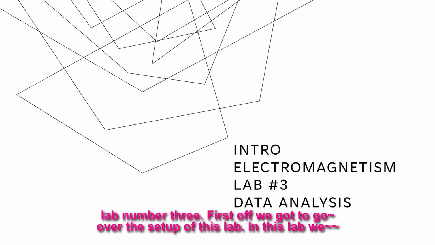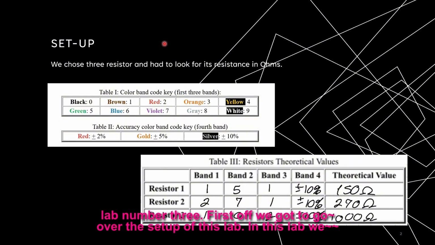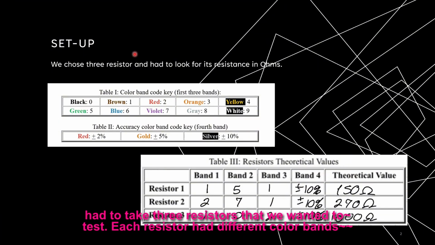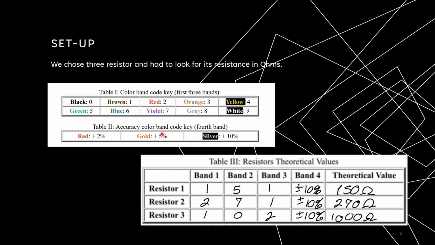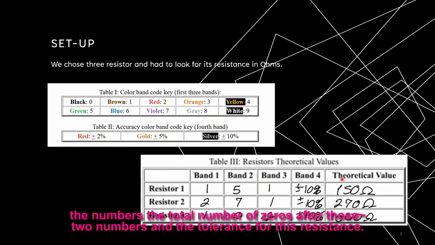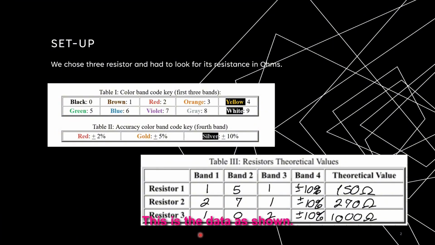Number 3. First off, we gotta go over the setup of this lab. In this lab, we had to take 3 resistors that we wanted to test. Each resistor had different color bands, which we ended up writing in this table over here. Each band represents either the numbers, the total number of zeros after those 2 numbers, and the tolerance for this resistance. This is the data as shown.